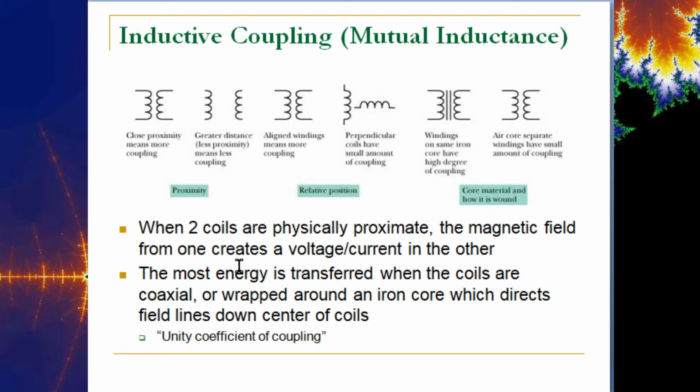It says the most energy is transferred when the coils are coaxial, so that's where the windings align with each other, as opposed to this, and or wrapped around an iron core, which directs field lines down the center of the coils. We're going to take a look at what that means here shortly. But let's just talk about the general form of a transformer that plays off this idea of mutual inductance.